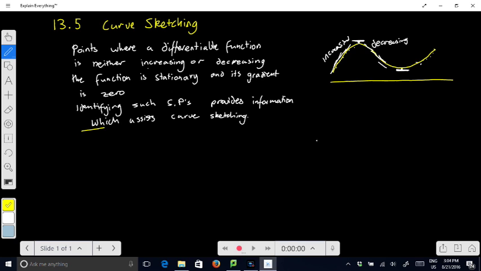Just to start with, we've got stationary points on a curve y equals f of x. The stationary points occur when the gradient f dash of x is equal to 0. And there are three types of stationary points: a local minimum, a local maximum, and a third option, a stationary point of inflection.